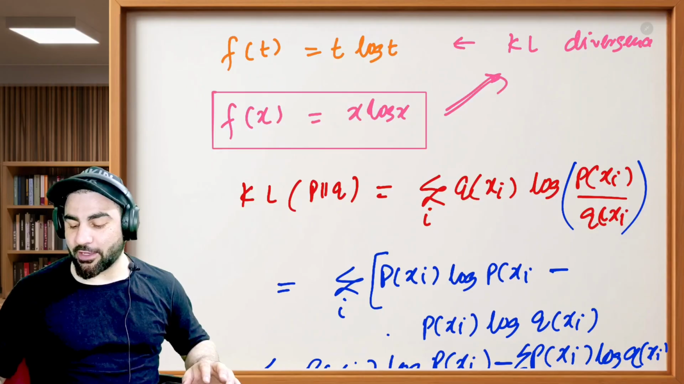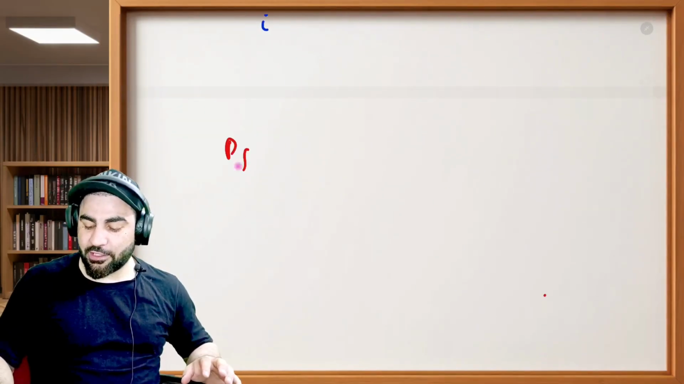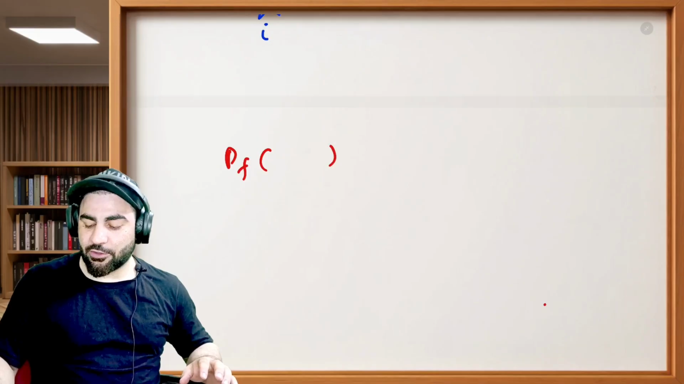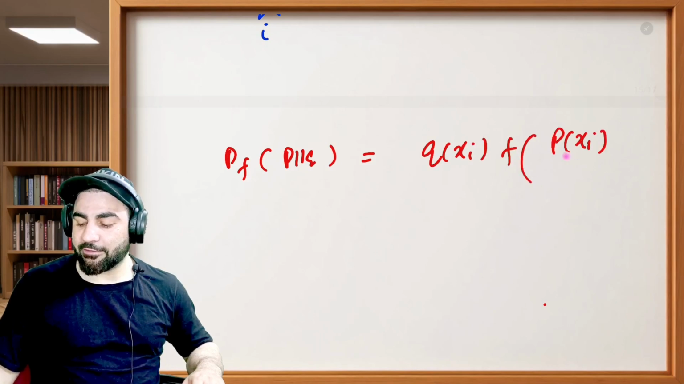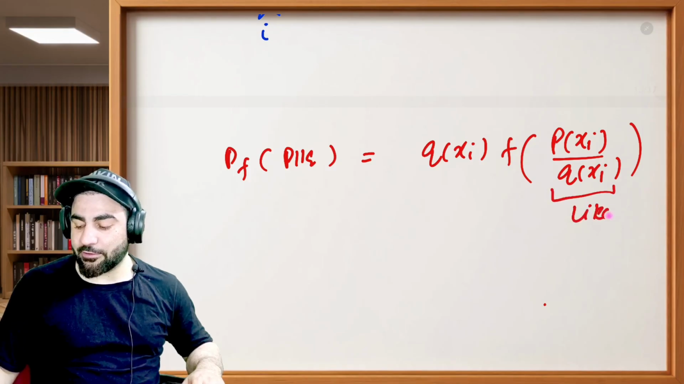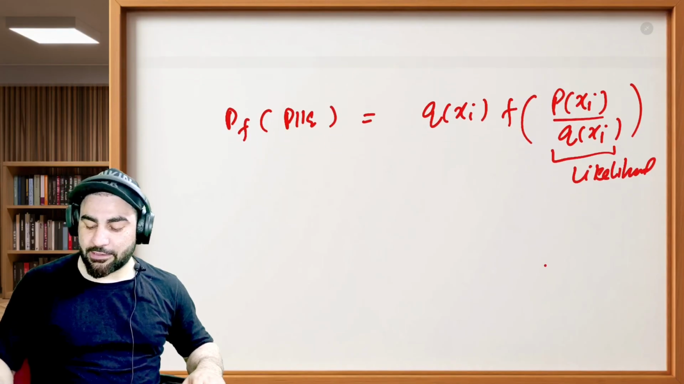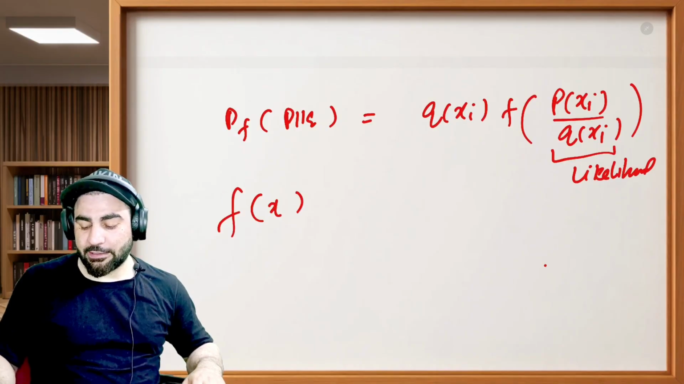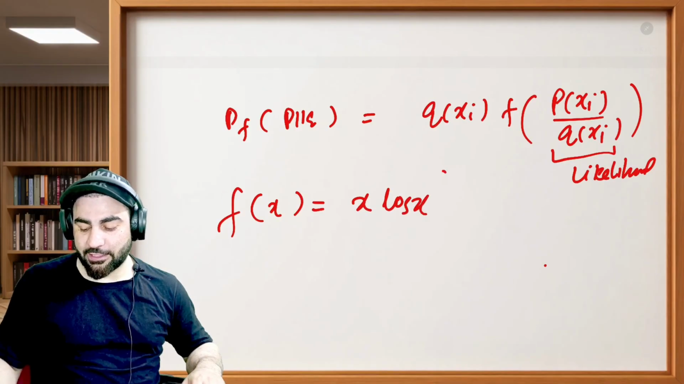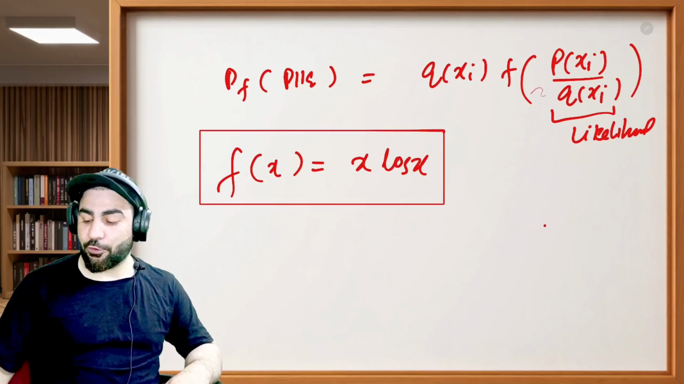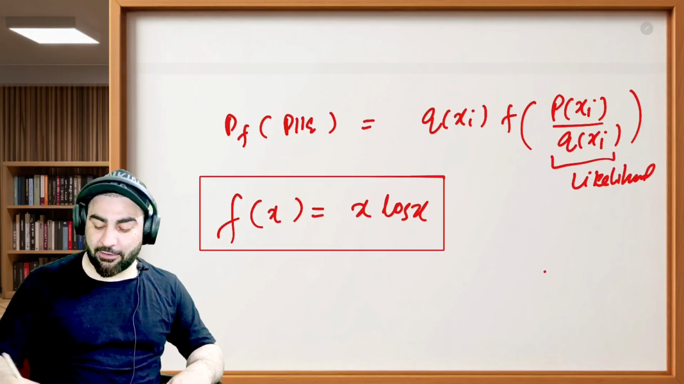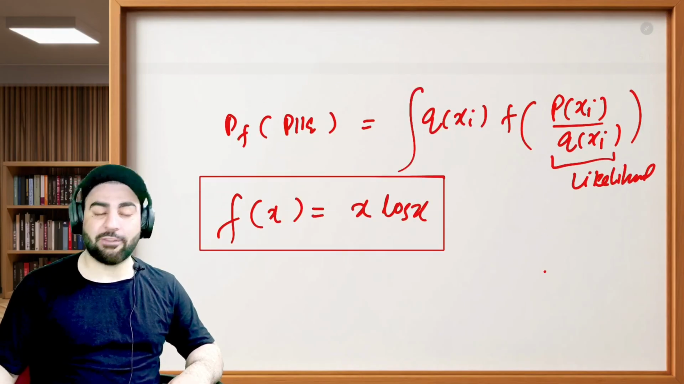So this should be q of xi, because if you see how the f divergence was defined, it was defined like q of xi times a function of p of xi divided by q of xi, and this over here was called the likelihood ratio. So when I said f of x is equal to x log x, if I insert this function, and it will have an integral or summation with it, depending on whether you are doing the continuous case or the discrete case.